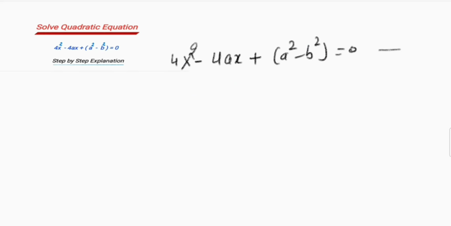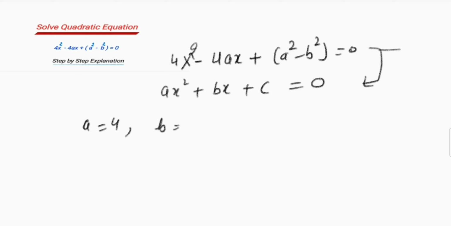Now I will compare this quadratic equation with the general quadratic equation, which is ax² + bx + c = 0. If we compare these two, we'll get a = 4, b = −4a, and c = a² − b².